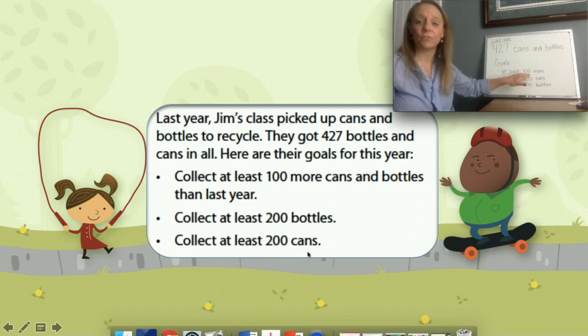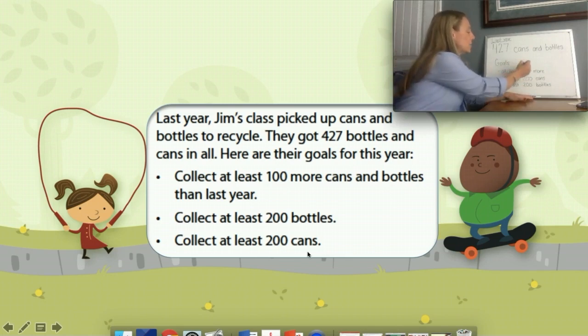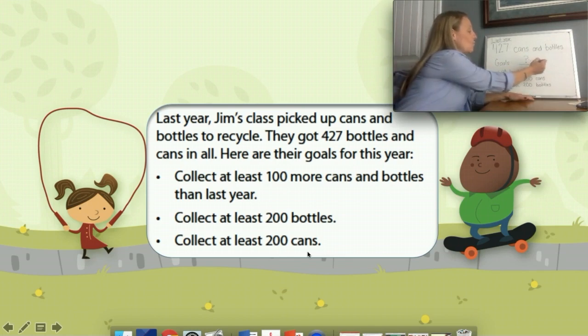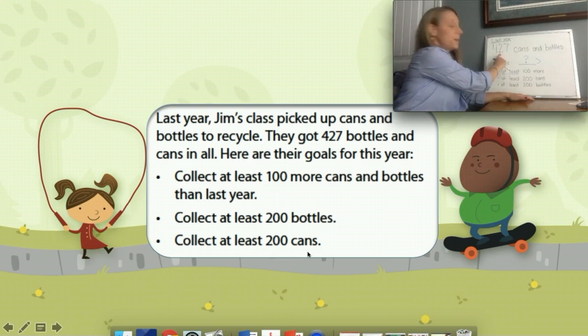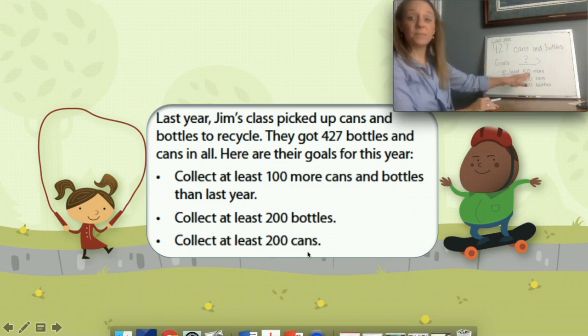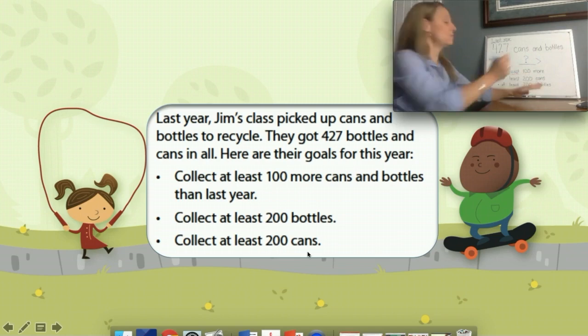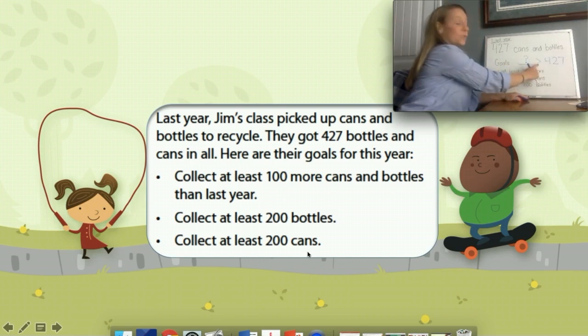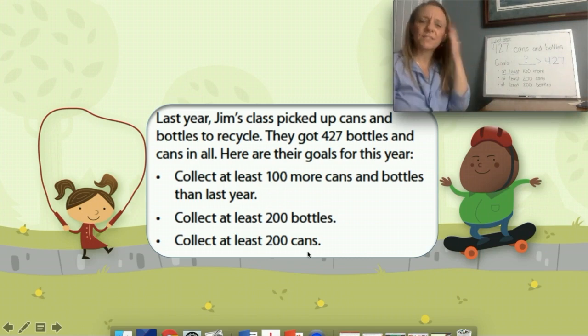So I know I am looking for a number, there's my unknown, that is greater than 427, because I know it has to be more than last year, at least 100 more. So I'm going to go ahead and write my number is greater than 427. That way I kind of have some ideas in my head of what I need to do next.